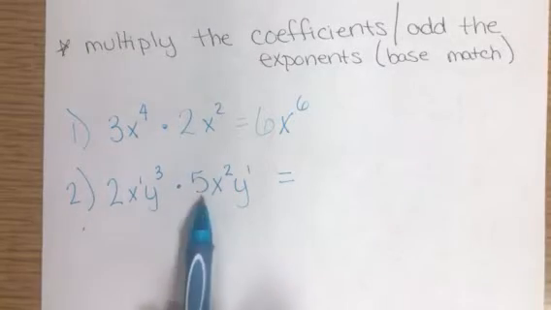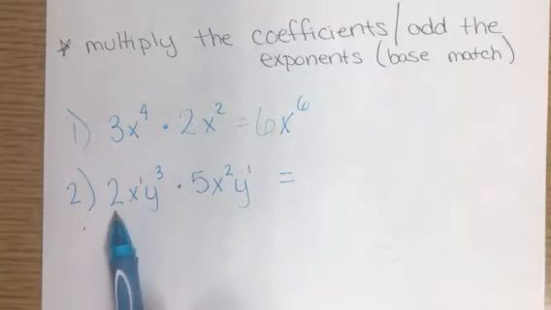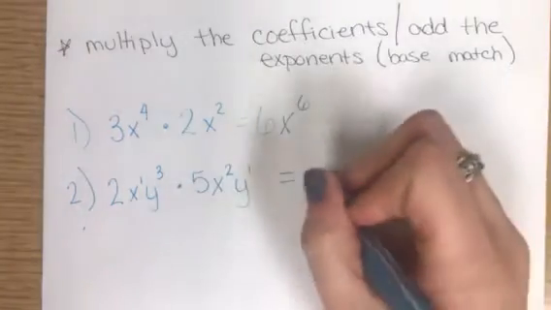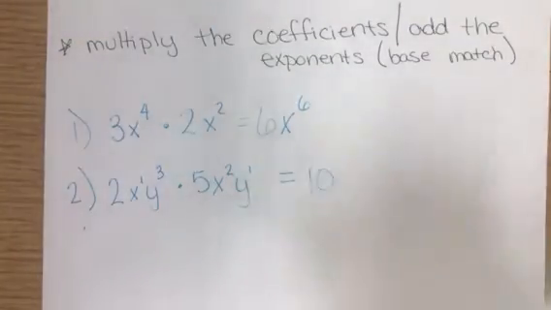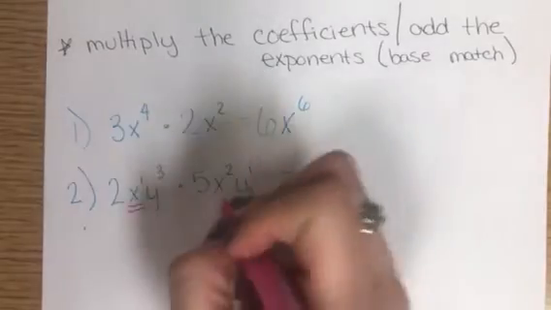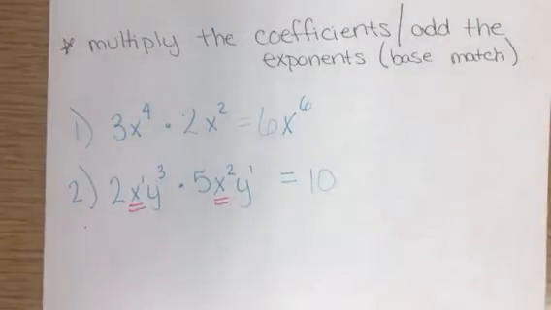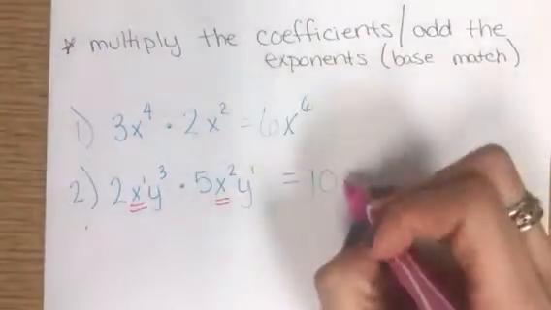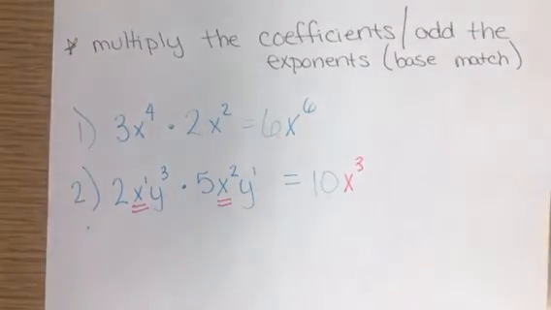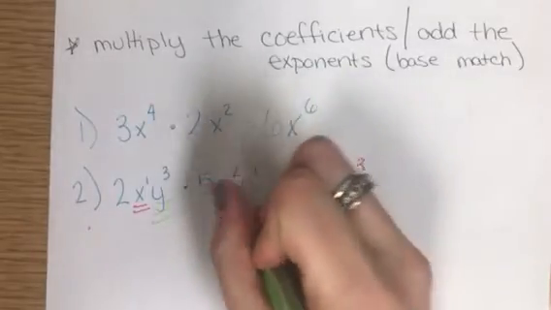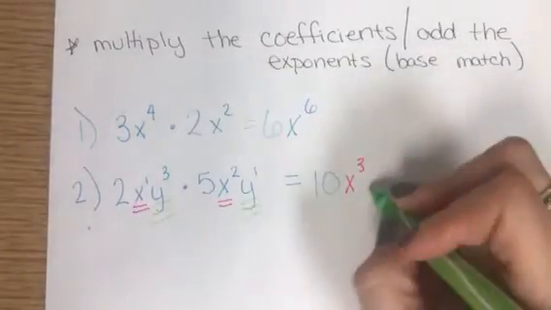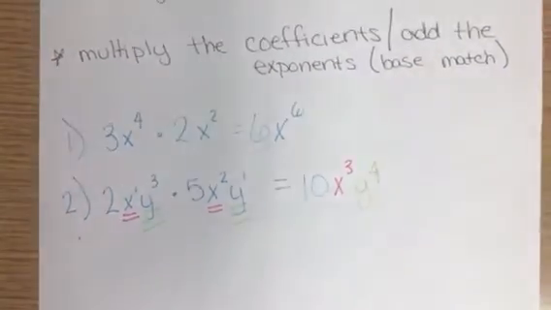We'll take the big numbers in front, the coefficients, and multiply those. So 2 times 5 is 10. And then we're going to take the pieces that have the same base. So the x's I can put together: 1 plus 2 is 3. And then the y's I can put together: 3 plus 1 is 4.